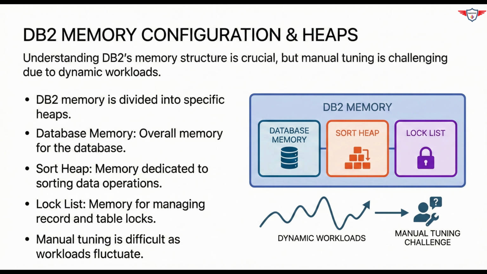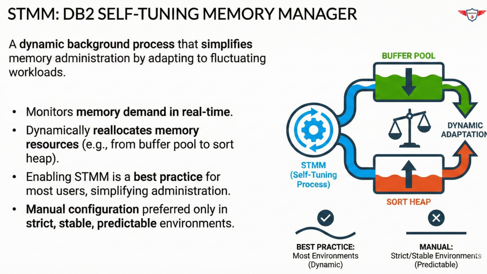Speaking of memory, let's discuss memory configuration. DB2 memory is split into different heaps. You have the database memory, the sort heap for sorting data, and the lock list for managing record locks. Tuning these manually can be difficult because workloads change throughout the day. This is where STMM, or the Self-Tuning Memory Manager, comes in.